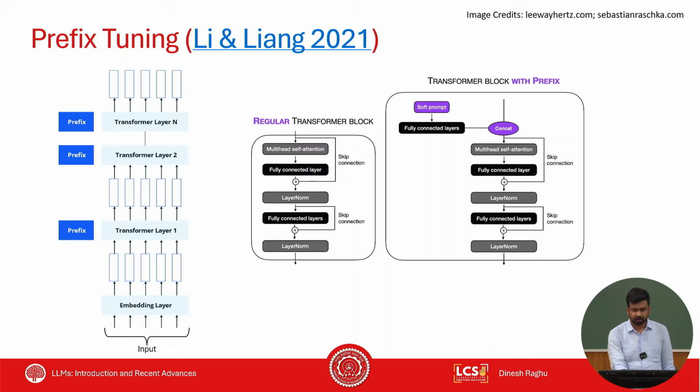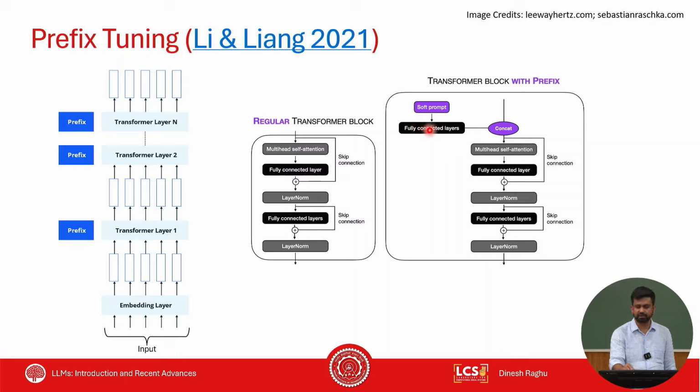Now if you look on the right, this is the regular transformer block where you have the multi-head self-attention, fully connected layer, and then there is a residual connection, layer norm, and then there's again a fully connected network with a residual connection, finally followed by a layer norm. So this is what your regular transformer block looks like. But with prefix tuning, for now assume this whole thing is a single prefix. I'll tell you why we have this particular architecture here. But assume this to be a single prefix.